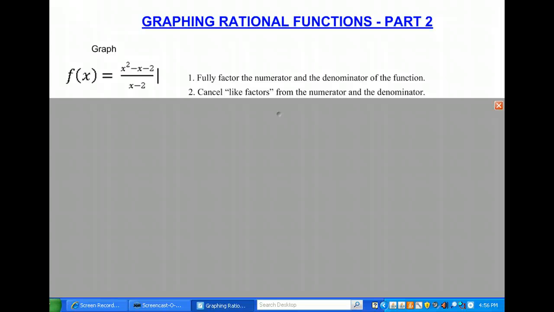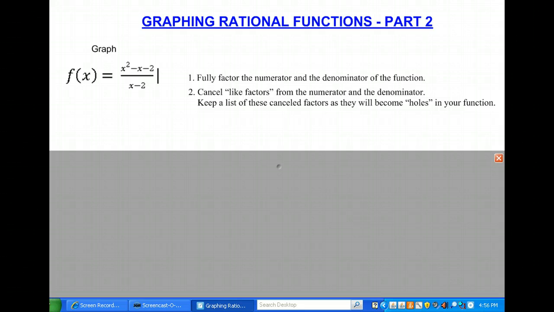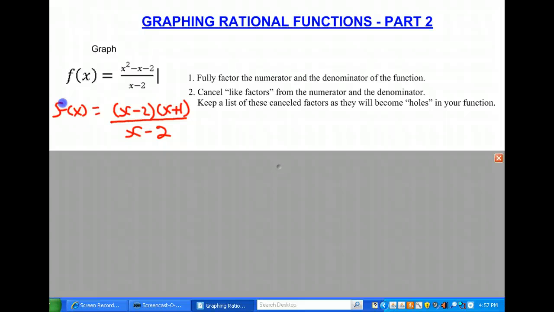As you may remember from part 1, our first step is to fully factor the numerator and the denominator of the function. So let's try to factor the numerator. We have f of x equals, and to factor the numerator, we get (x minus 2) times (x plus 1) in the numerator. We leave the denominator alone. We factor it that way because we're looking for two numbers whose product is negative 2, but whose sum is negative 1. And these are the factors.